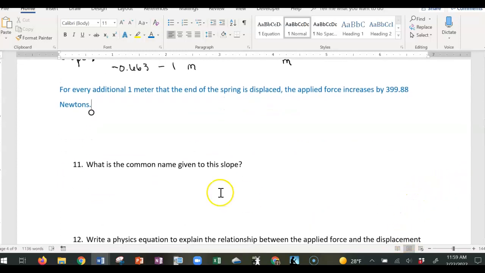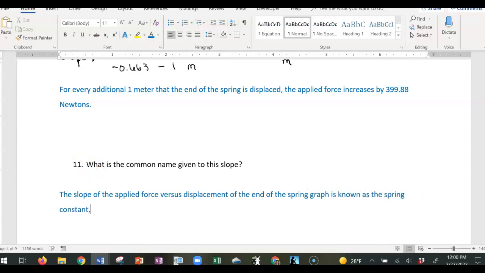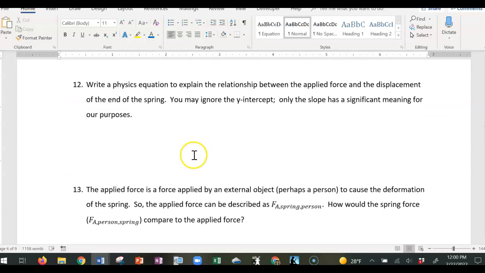What is the common name given to this slope? The slope of the applied force versus displacement of the end of the spring graph is known as the spring constant, which is represented by the symbol K. Okay, and so then it says let's write a physics equation that explains the relationship here between the applied force and the displacement of the end of the spring.